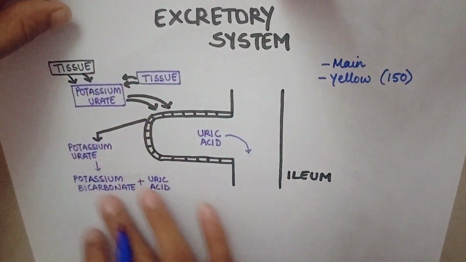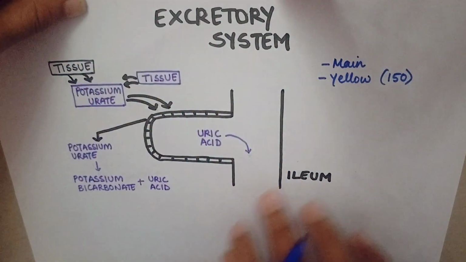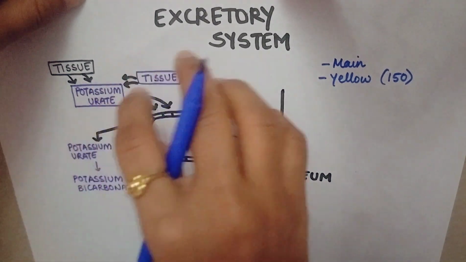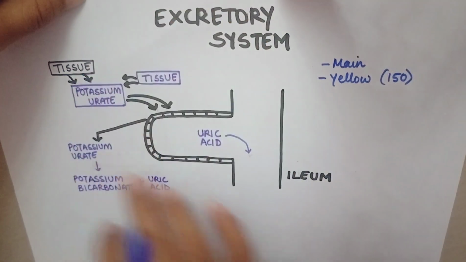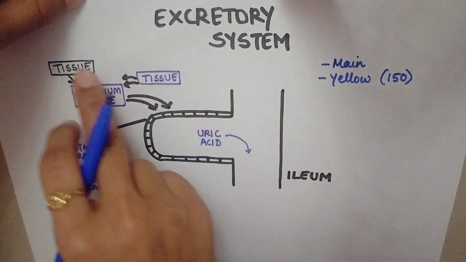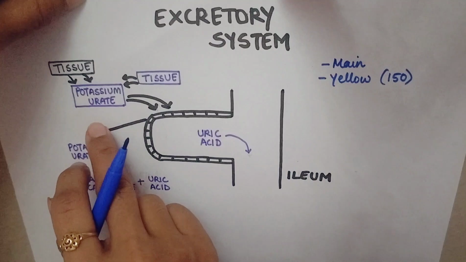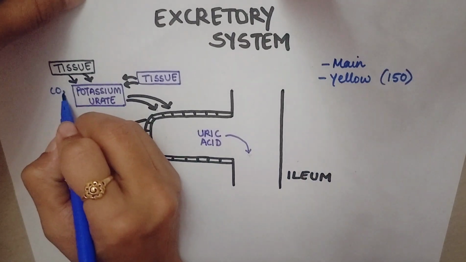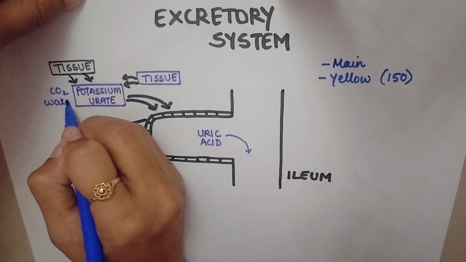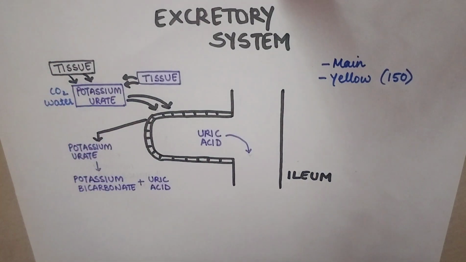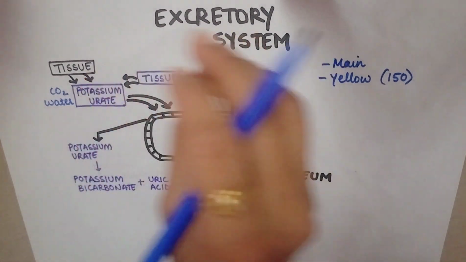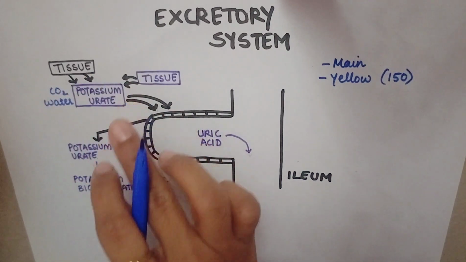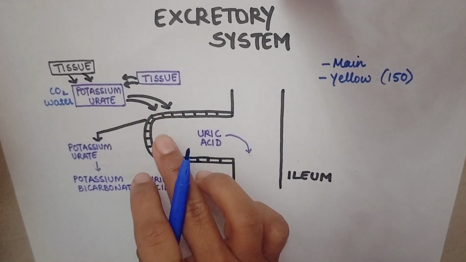See, this is the body cavity of the cockroach. The body cavity of the cockroach is also called the hemocoel, where all the organs and tissues are present. So, in this hemocoel where tissues are present, the tissues will release potassium urate. There might be CO2 and water also. So some CO2, some water and potassium urate will be excreted out by the tissues. Now, this potassium urate will be absorbed by the Malpighian tubules.